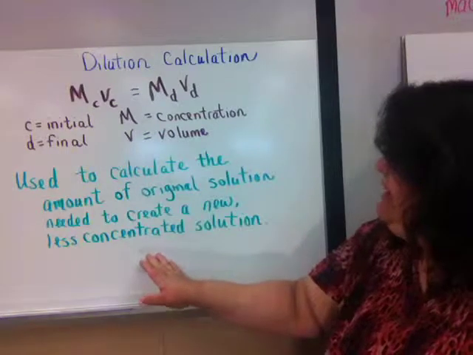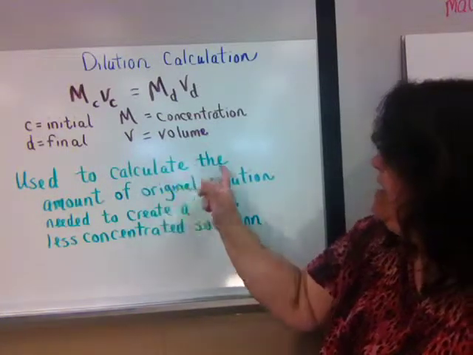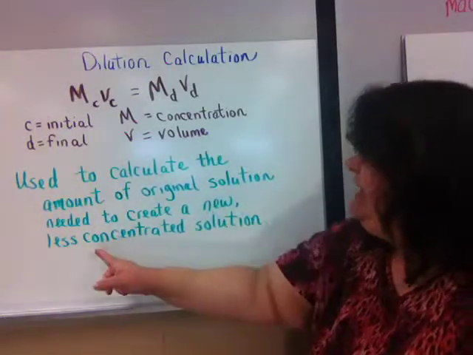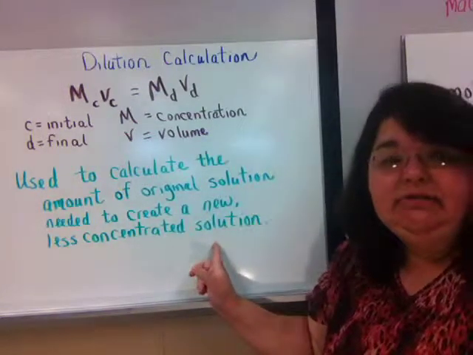So you see here in green it says we use this formula to calculate the amount of original solution needed to create a new, less concentrated solution.